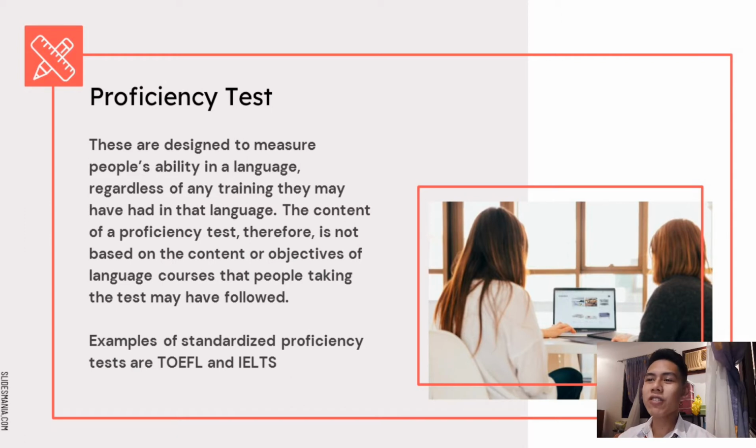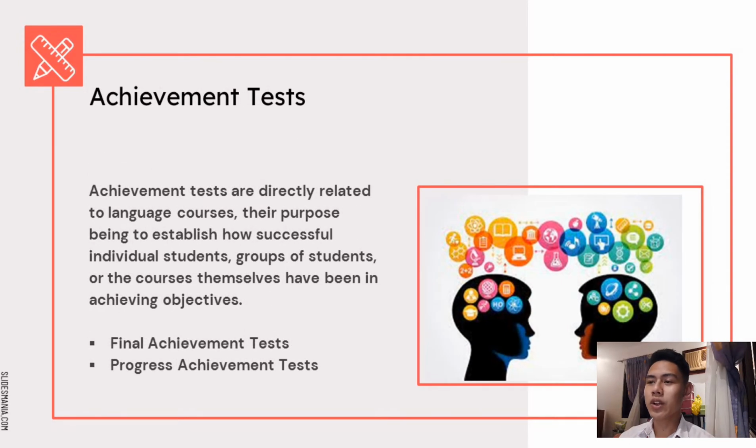Then we have the achievement test, the next one. Achievement tests are directly related to language courses. Their purpose is to establish how successful individual students, groups of students, or the courses themselves have been in achieving objectives. We have 2 types of achievement tests: final achievement test and progress achievement test. An achievement test assesses a student's language skills and shows how far they've come.